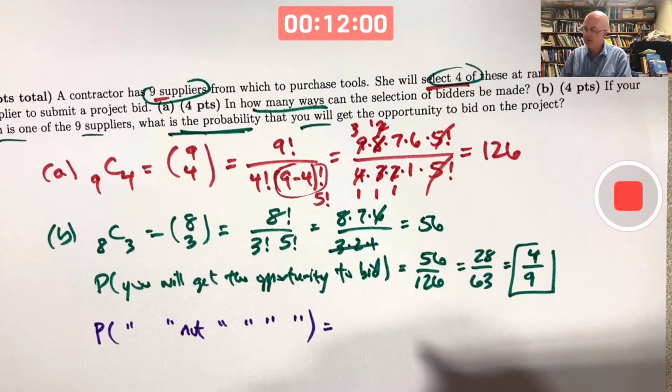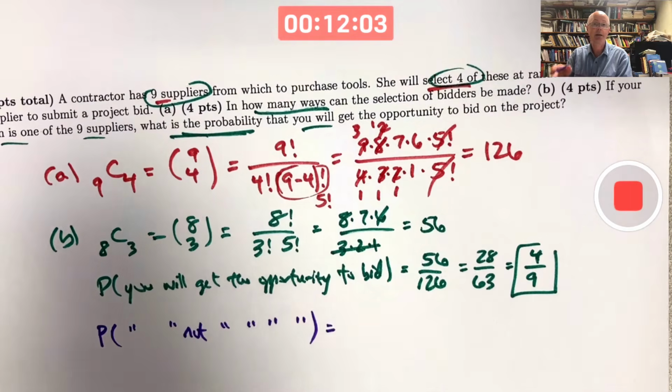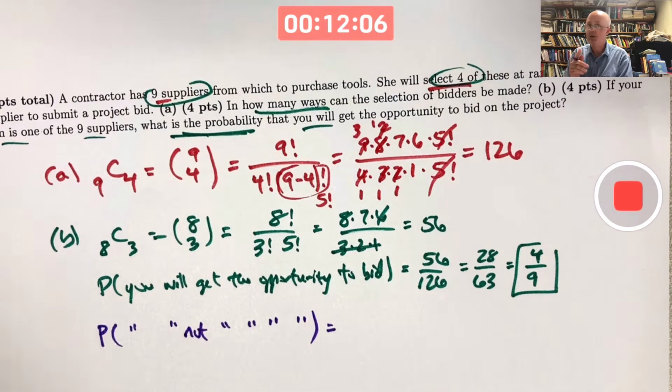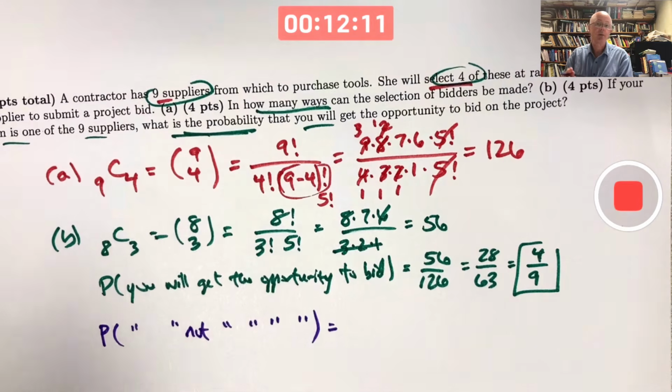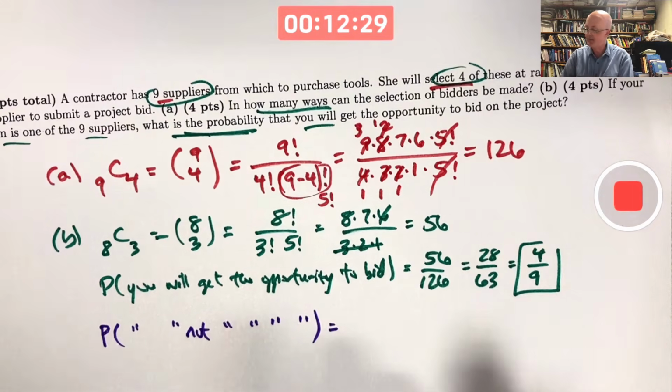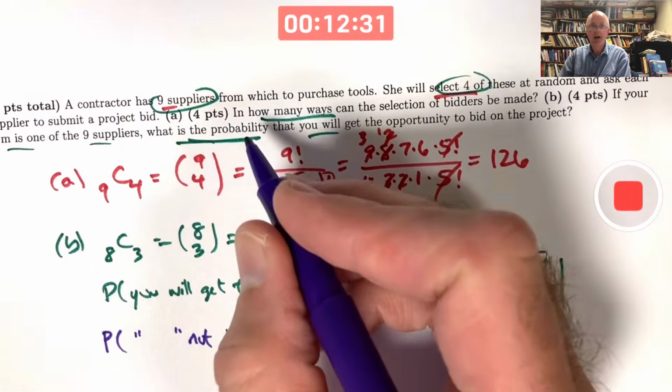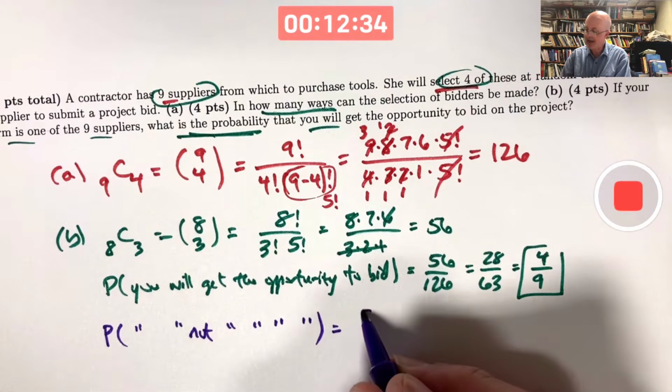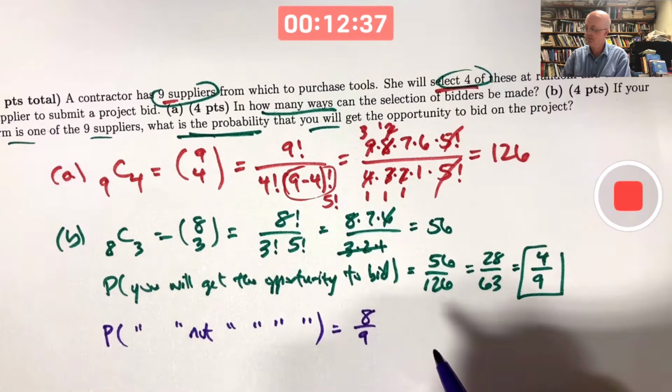So what's the probability that you will not get the opportunity to bid? Think of it as a stepwise manner. We're going to use conditional probability here, and that's why I wanted to do it as well. First of all, what's the probability? Not getting to bid means you're not the first supplier chosen, and you're not the second, and you're not the third, and you're not the fourth. Connecting with the word "and" there, we can multiply the probabilities, but they're conditional probabilities. These are not independent. When there's 9 suppliers to begin with and you're choosing the first one, you have an 8 out of 9 chance of not being chosen.